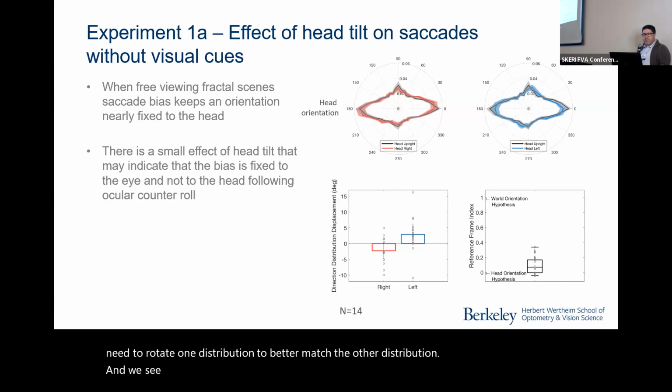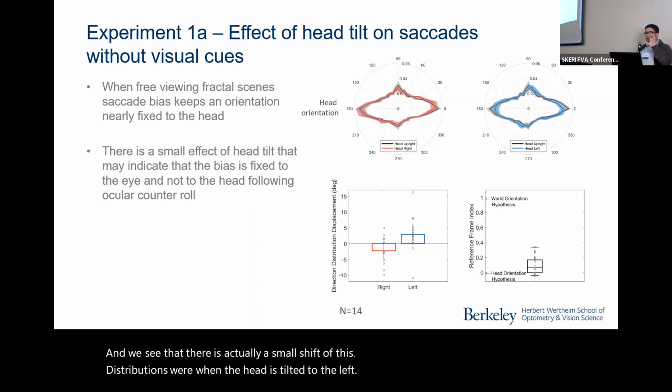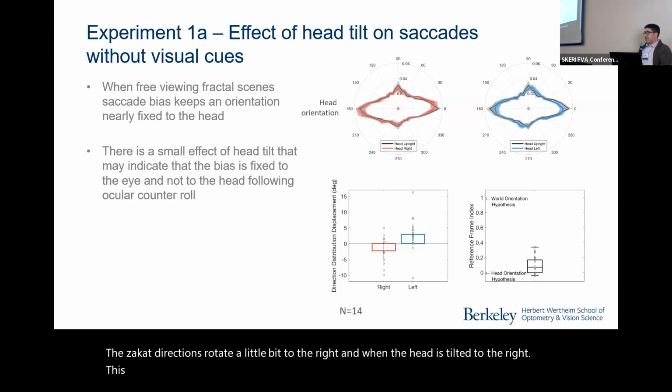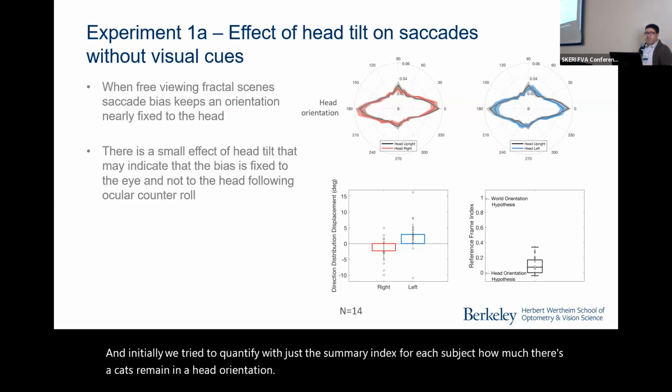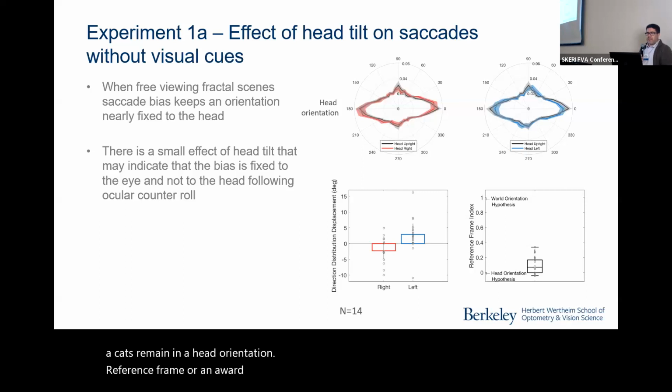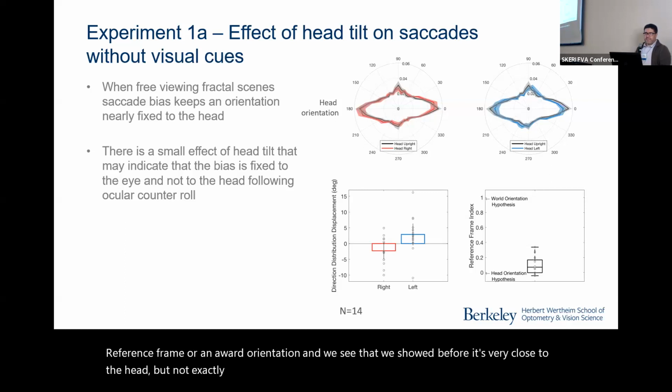And we see that there is actually a small shift of these distributions, where when the head is tilted to the left, the saccade directions rotate a little bit to the right, and when the head is tilted to the right, the saccades rotate a little bit to the left. And we also try to quantify, with just a summary index for each subject, how much their saccades remain in a head orientation reference frame or in a world orientation. And we see that, as we showed before, it's very close to the head, but not exactly right there.